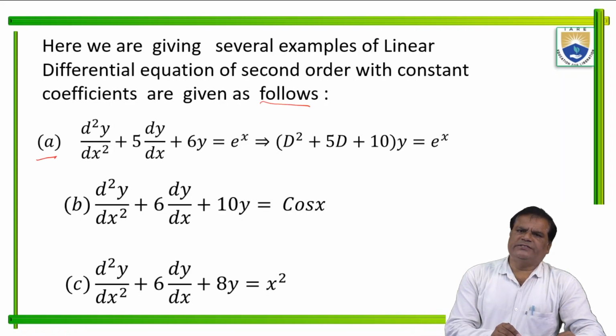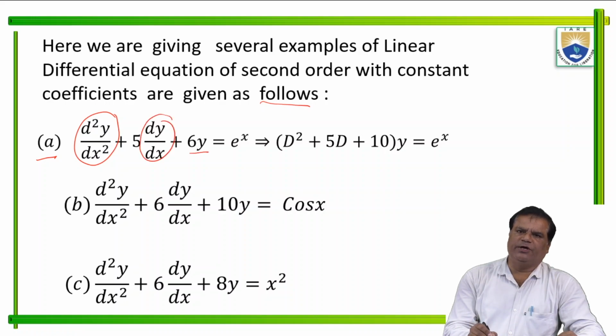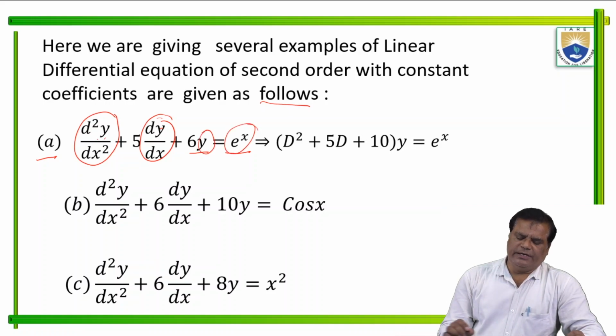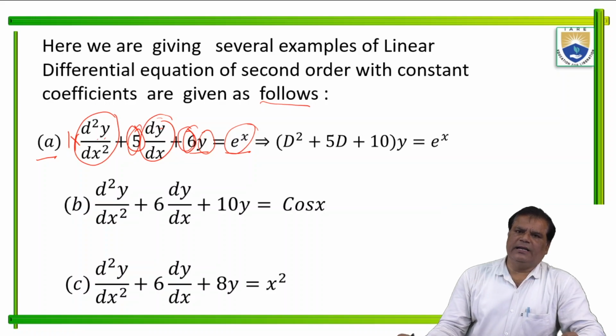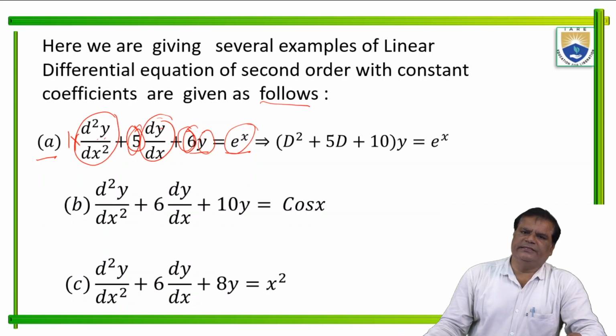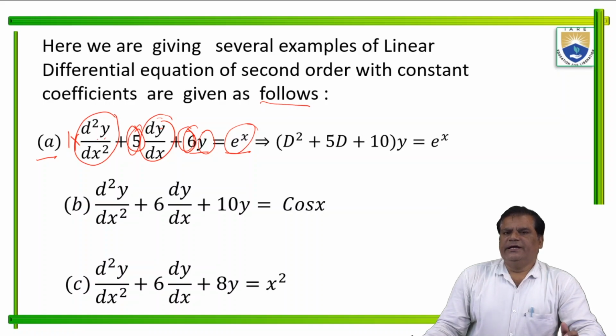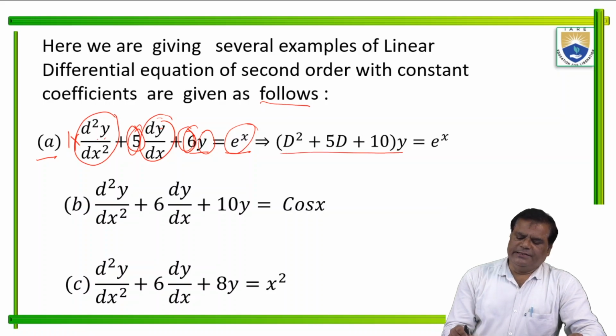Example first is d2y over dx2 plus 5 dy over dx plus 6y equal to e to the power x. This is the second order derivative. This is the first order derivative. This has no derivative, and this is the function of x. Here, each term is multiplied only by numbers: first is 1, then 5 and 6. So all multipliers are numbers. So we can say that this differential equation is known as a linear differential equation of second order with constant coefficient. This equation can also be written in another form.